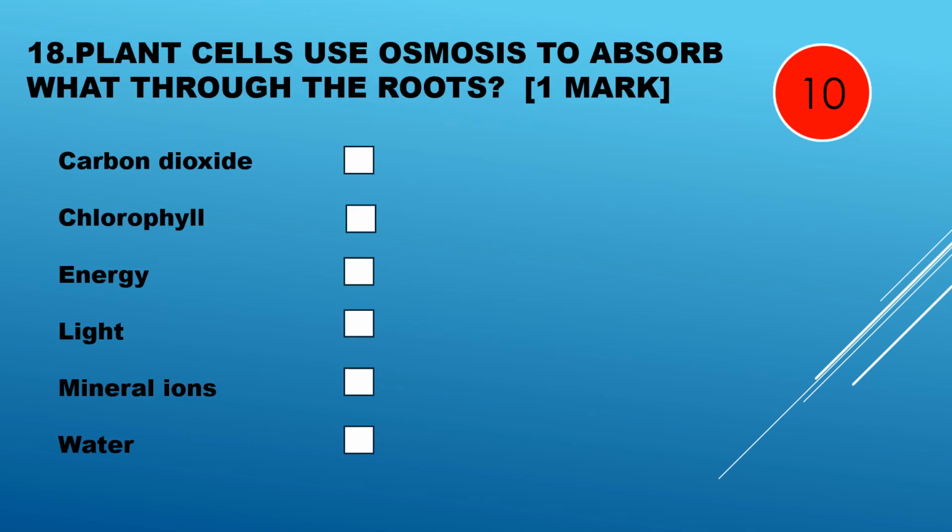Question 18. Plant cells use osmosis to absorb what through the roots? Carbon dioxide, chlorophyll, energy, light, mineral ions, water. Water enters the roots through osmosis.